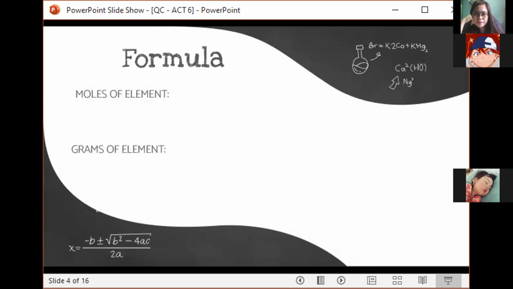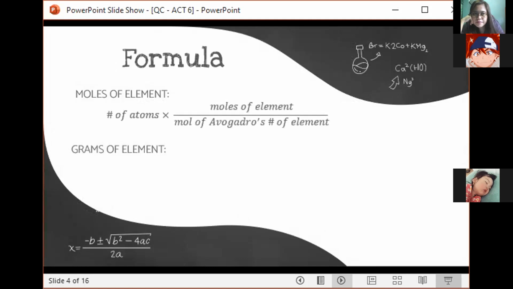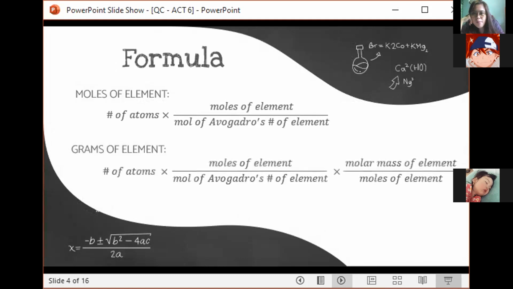So for the formula, may dalawa tayong formula. It depends kung ano yung given. So first is for the moles of element, we have number of atoms times moles of element, divide mo sa mole of Avogadro's number of element. Then sa grams, medyo mahaba-haba. We have number of atoms, yung grams, times mole of Avogadro's number of element. Then moles of element, then times ulit sa molar mass of element divided by the moles of element.